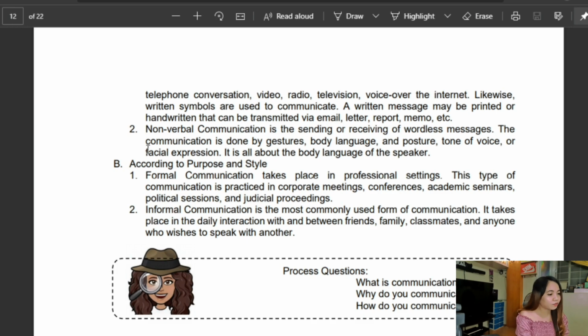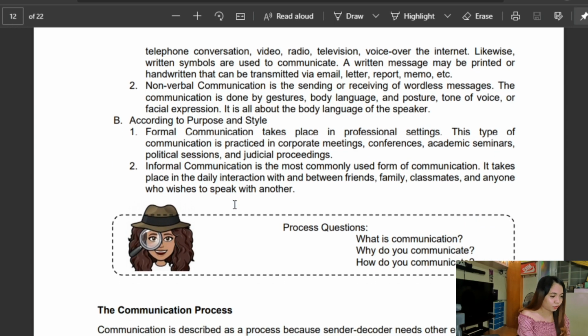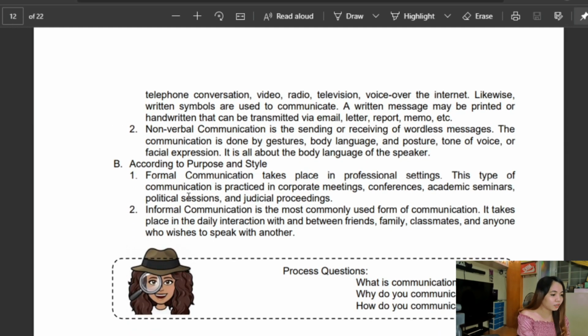So let's proceed to communication according to purpose and style. We have 2 here. Number 1 is formal communication. It takes place in professional settings. This type of communication is practiced in corporate meetings, conferences, academic seminars, political sessions, and judicial proceedings. So you take note of the words professional setting. So when you are in corporate meetings, seminars, or conferences that you are attending, we call that formal communication.